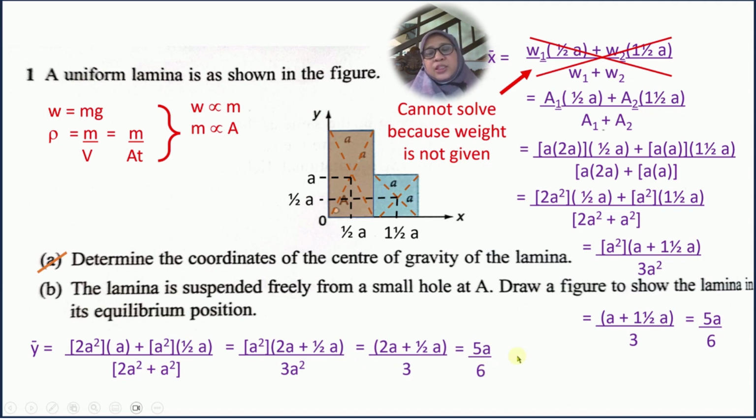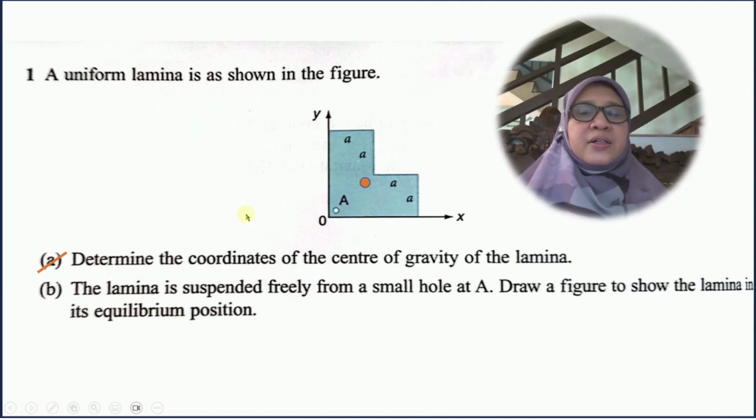So that means the coordinates of the center of gravity of the lamina is somewhere here. The coordinates will be 5 over 6 A and 5 over 6 A, the same coordinate for the center of gravity.